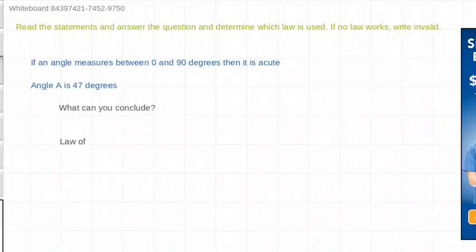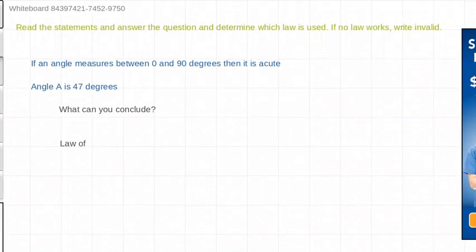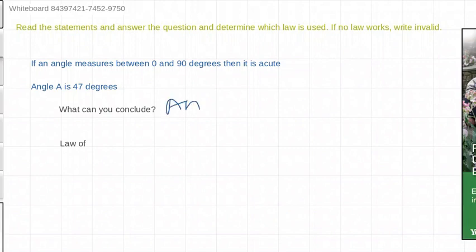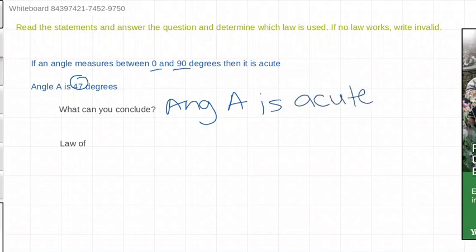Read the statements and answer the questions and determine which law is used. If no law works, write invalid. If an angle measures between 0 and 90 degrees, then it is acute. Angle A is 47 degrees. What can you conclude and what law is it? Well, we can conclude that angle A is acute since it's between 0 and 90 degrees. And this is the law of detachment.